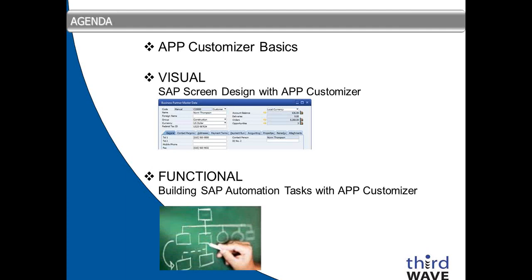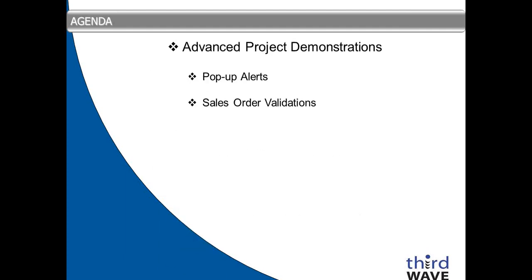It's in this section that you'll learn how APP can help you integrate a business process right into Business, one that doesn't currently fit so well. Next, we'll go through some advanced project demonstrations. We're going to set up a pop-up alert that'll allow you to alert somebody when a certain situation comes up on a sales order. And then also a sales order validation that will let you set up a validation so that when you add the sales order, if a certain condition exists, it won't even let you save that sales order.